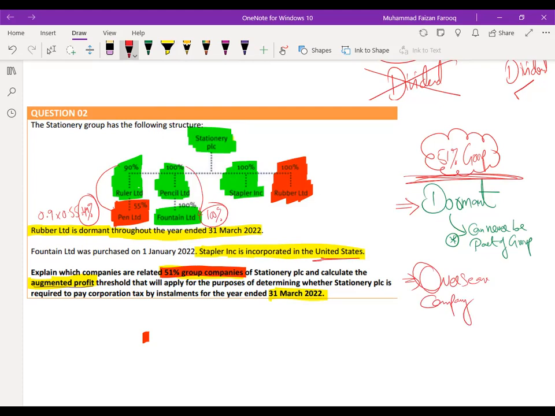What did we learn in group relief, can it be or cannot be? Overseas companies can be part of group. So Stapler will remain in our group. It's a US based company, but it's fine. Foreign companies can be part of group. It's the same rule we had for 75%, same here: overseas companies can be part of group.